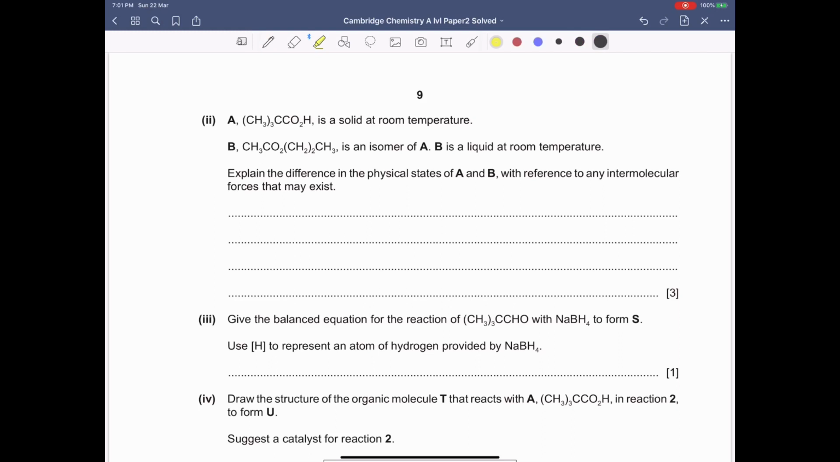So next question, A. (CH3)3CCOOH is a solid at room temperature. B. CH3CO2CH2CH2CH3 is an isomer of A. B is a liquid at room temperature. Explain the difference in physical states of A and B with reference to any intermolecular forces that may exist.